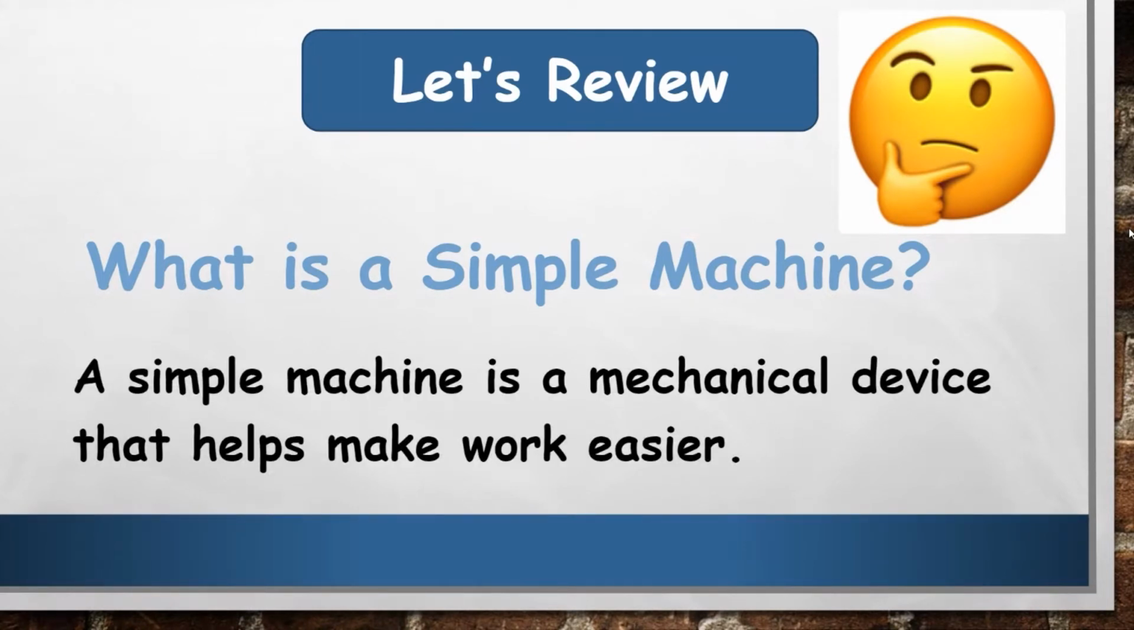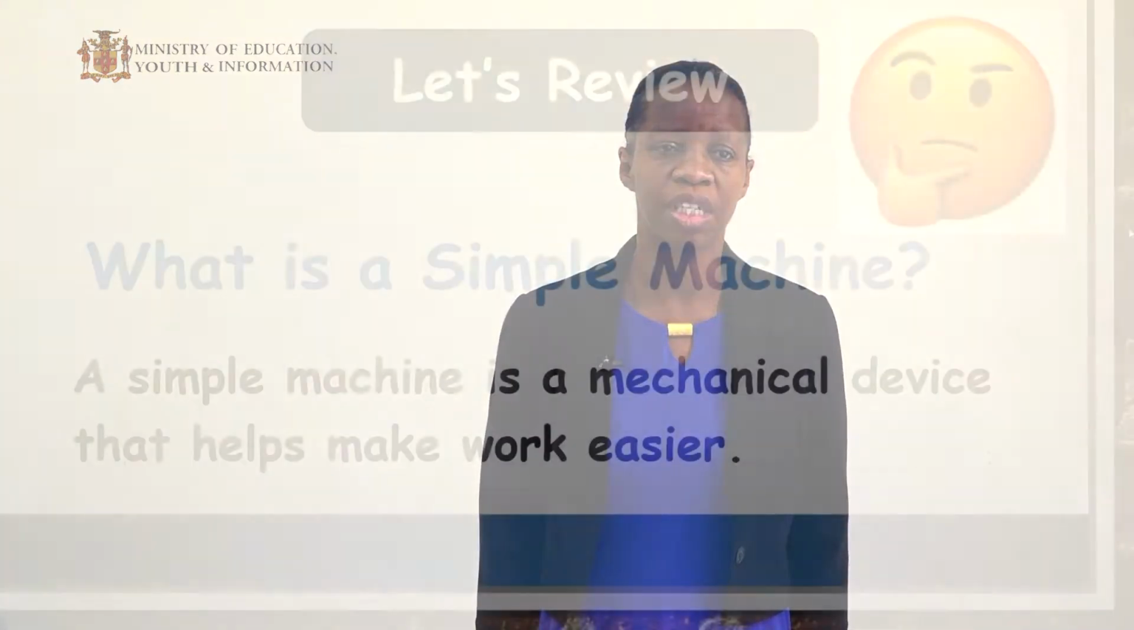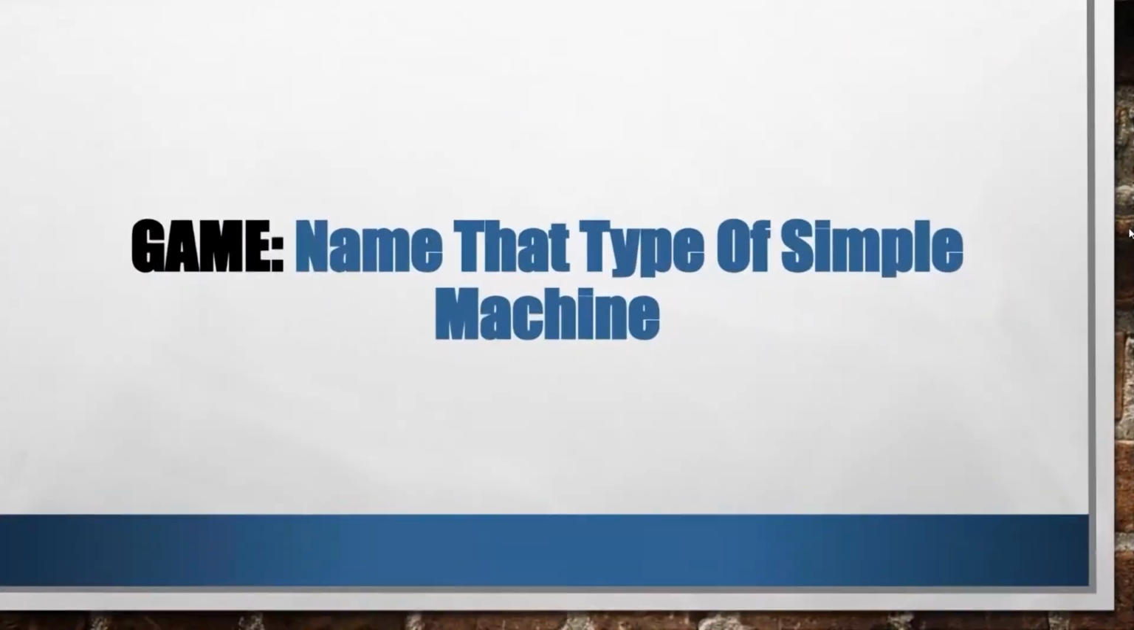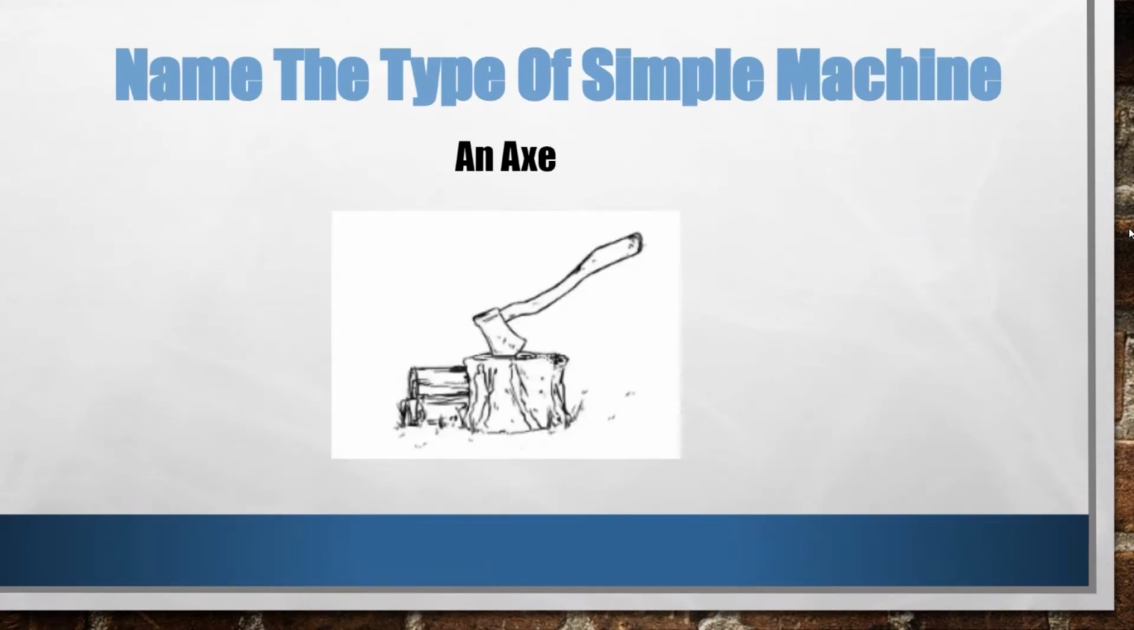Yes, a simple machine is a mechanical device, usually, that is made of one moving part, right? And of course, all machines help to make work easier. All right, so we want to ensure that you remember all the six types of simple machines, right? So we're going to play a simple machine game. We're going to show you a picture and ask you to identify the type of simple machine that is shown. All right, so let's look at the first picture. So that shows an axe, right? What type of simple machine is that?